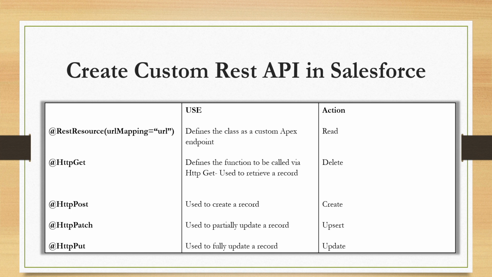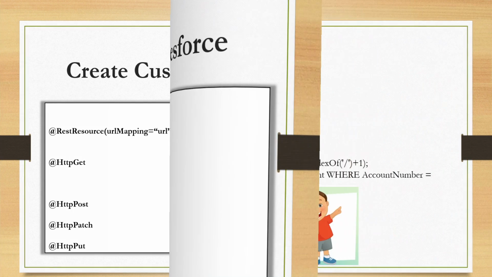@HttpDelete is the action of delete. @HttpPost is used to create a record, that is, the action of create. @HttpPatch is used to partially update a record, that is, upsert, and @HttpPut is used to fully update a record, that is, update.